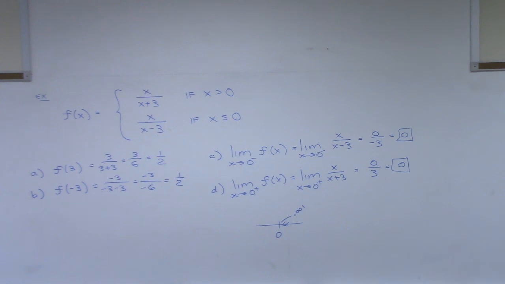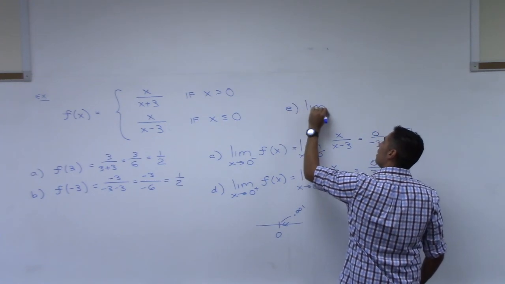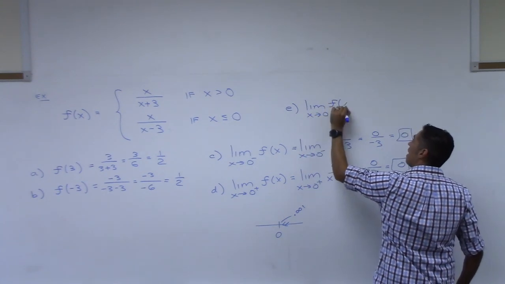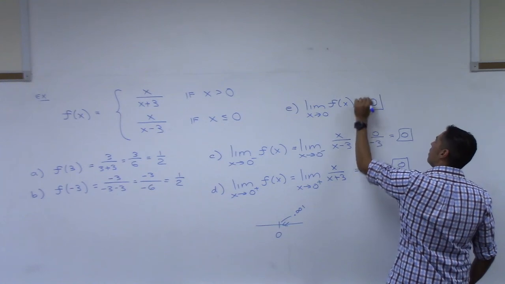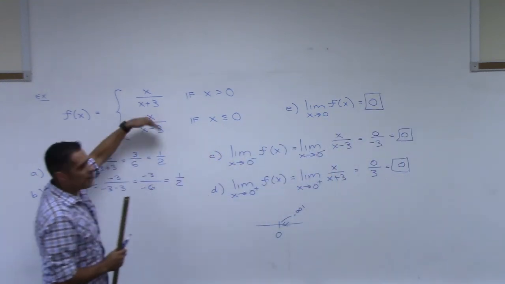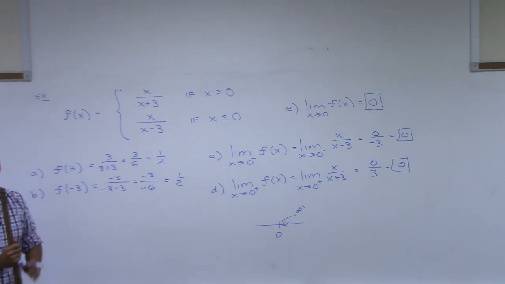What do you think I'm going to ask for part E? Both sides, right? And this time, you're going to have an answer, right? Because the left limit and the right limit are the same. And so you get an answer for part E, which is, what is the limit as x approaches 0 with no indication of left and right, which implies both? And the answer is 0. So if someone asks you for this limit on a piecewise function, you've got to check both sides. You've got to find them both and make sure they match.